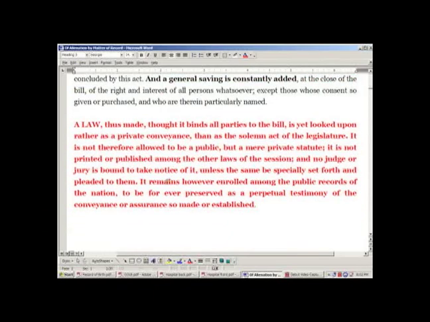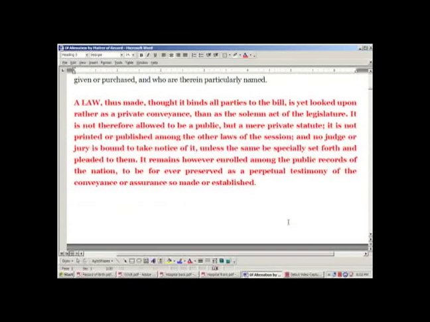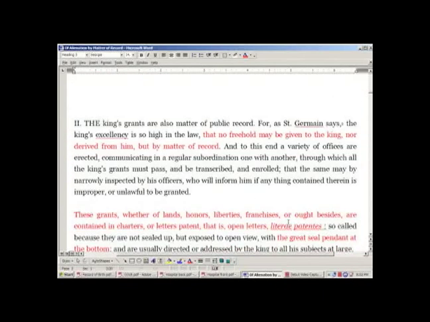So that's what these are. They're not therefore allowed to be public. So it's not in the code. It's a private statute, and you're supposed to know about it.